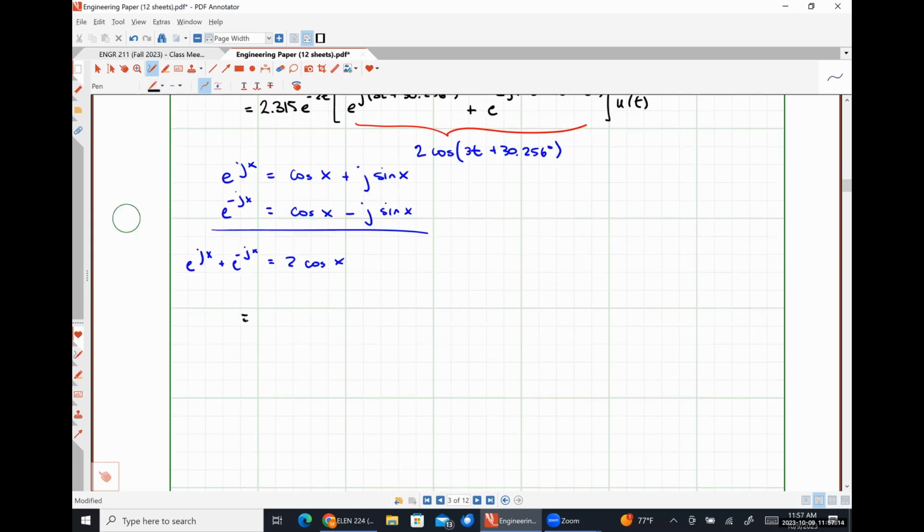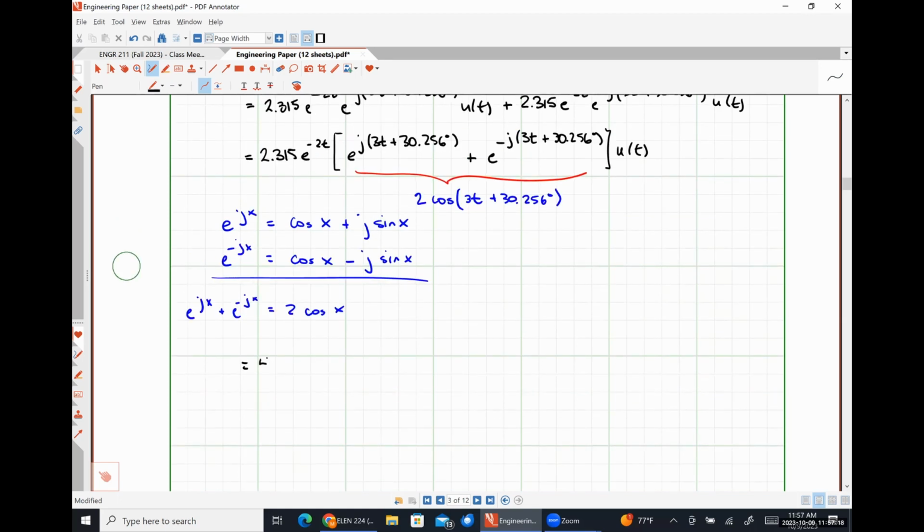Putting this all together, we are going to have 4.631, if I'm not mistaken, because of rounding error. Yeah, 4.631 e to the negative 2t cosine of 3t plus 30.256 degrees, u of t. That's our final limit, which is in a more compact form than the sum of our exponentially decaying sinusoids that we saw earlier.